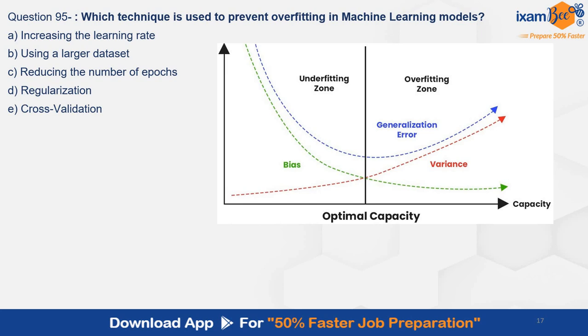Question number 95. Which technique is used to prevent overfitting in machine learning models? A. Increasing the learning rate. B. Using a larger data set.